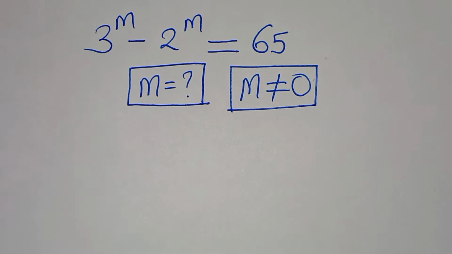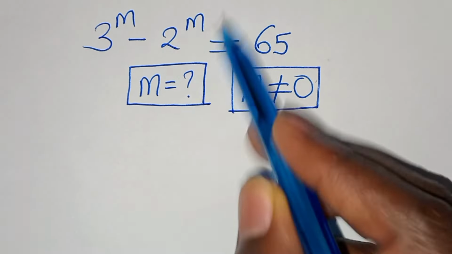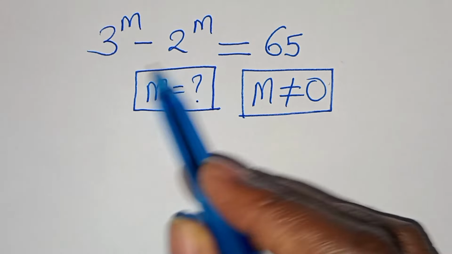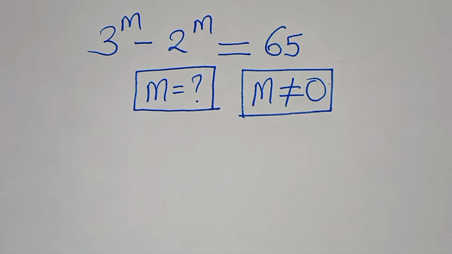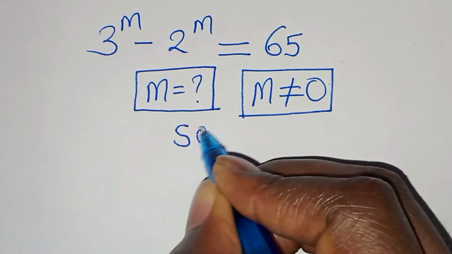Hello everyone, you're welcome to solve this nice algebra problem: 3 to the power of m minus 2 to the power of m is equal to 65. So, what is the value of m, given that m is not equal to 0? Let's present the solution from here.